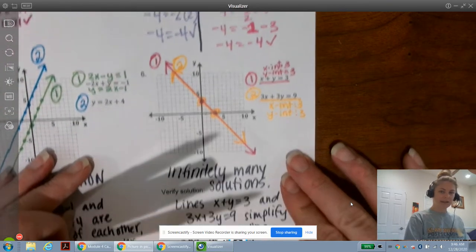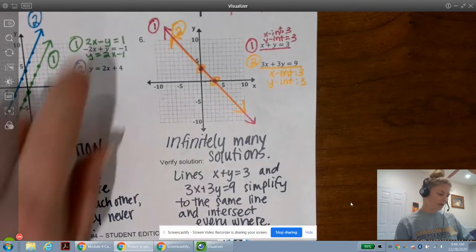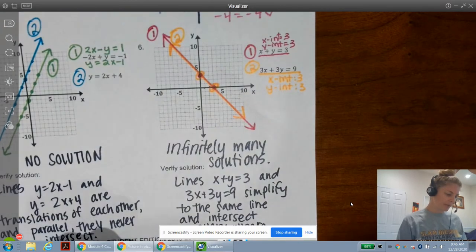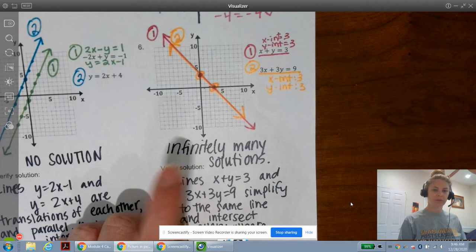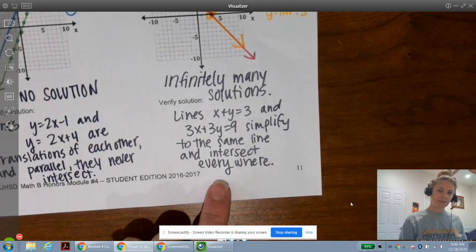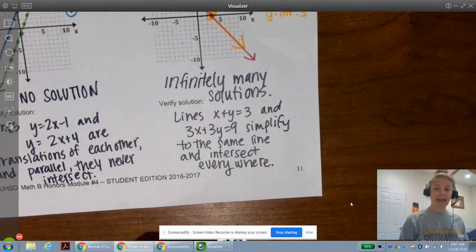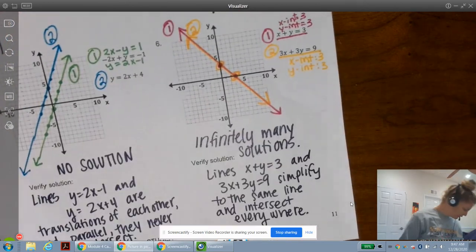And on number 6, notice we have 2 lines that are actually the same line. I graphed those using 2 pairs of arrows for 4 total arrows. And I wrote my answer as infinitely many solutions, so don't forget to write your answer. And I said that lines x plus y equals 3 and 3x plus 3y equals 9 simplify to the same line and intersect everywhere. Great job.